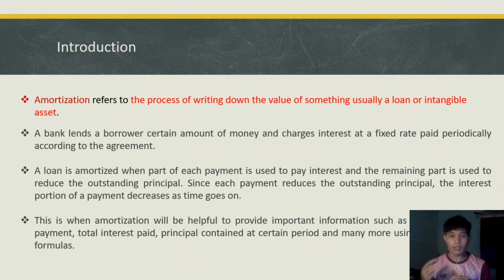So a loan is amortized when part of each payment is used to pay interest and the remaining part is used to reduce the outstanding principal. Since each payment reduces the outstanding principal, the interest portion of a payment will decrease as time goes on. This is when amortization will be helpful to provide important information such as the periodic payment, the total interest paid, the principal outstanding at a certain period, and many more using the amortization formula.